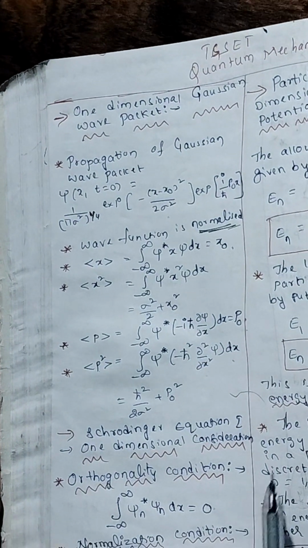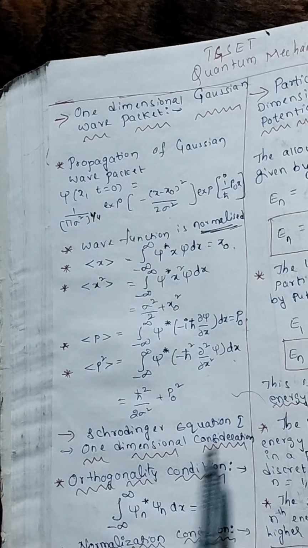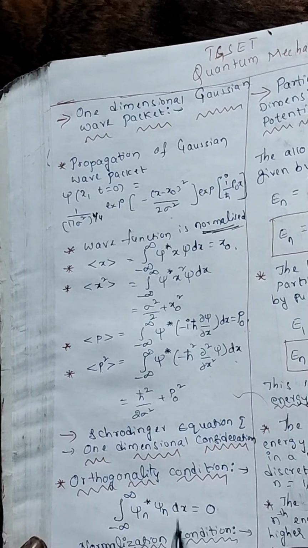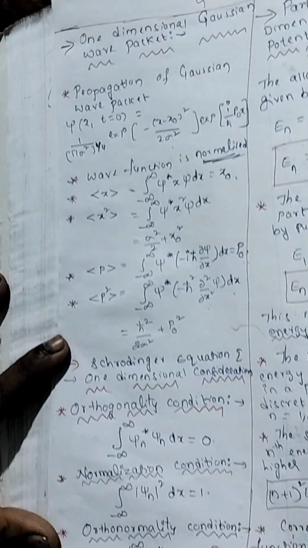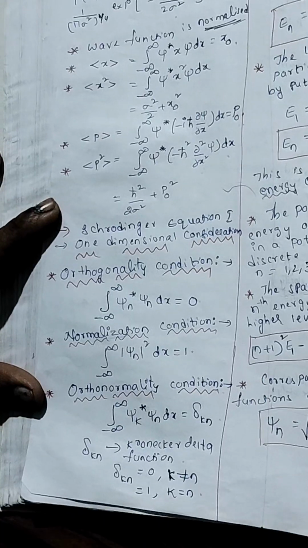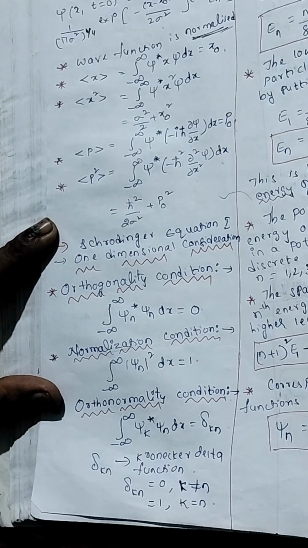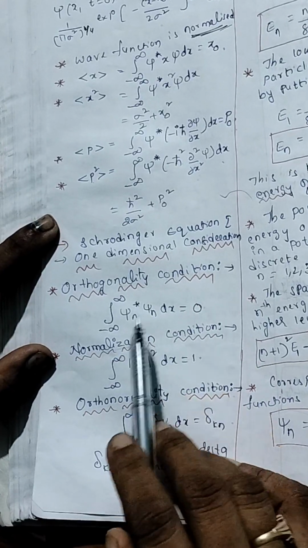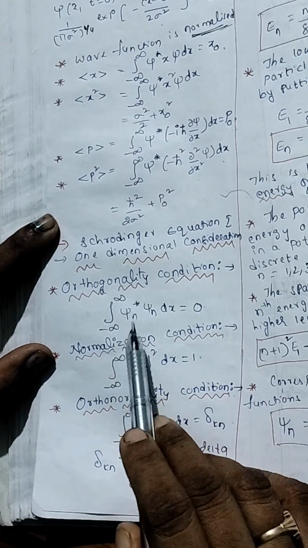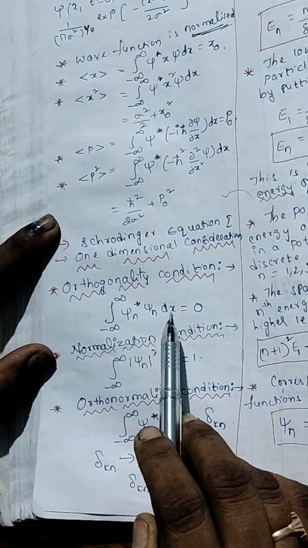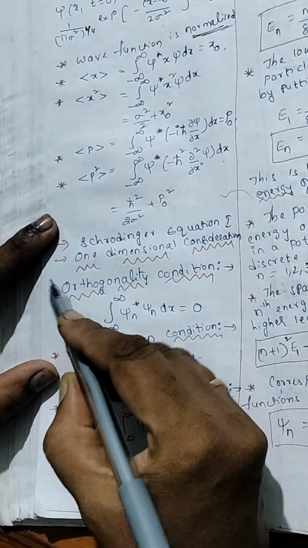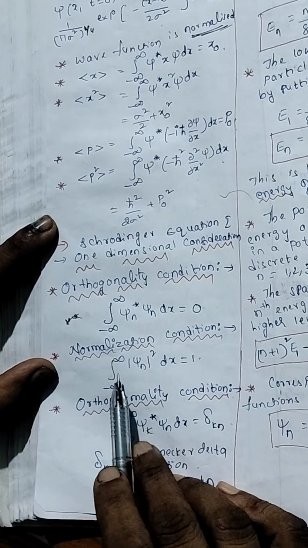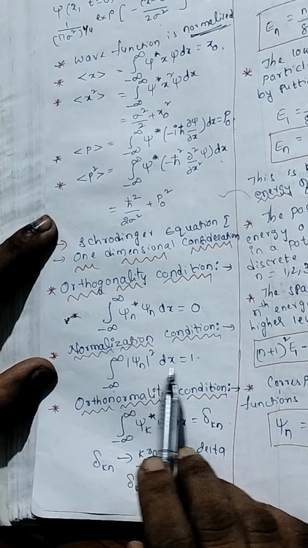Now let us go to the Schrodinger equation, the one-dimensional consideration. Here we are discussing three conditions. The first one is the orthogonality condition. The orthogonality condition is the integral from minus infinity to infinity of psi n star psi n dx equal to 0. Remember these important bits. Normalization condition: the integral from minus infinity to infinity of psi n square dx is equal to 1.